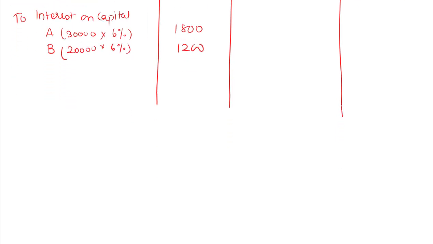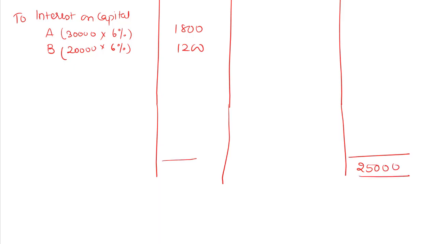Now we need to calculate the share of profit. Total is 25,000, minus 3,000, minus 6,000, that is 16,000. To share of profit.